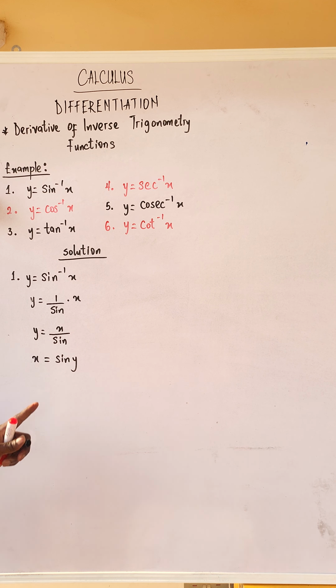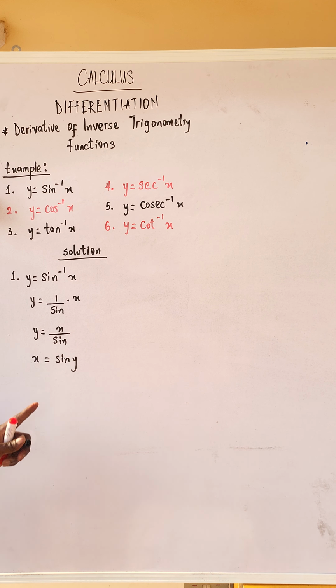Now, what do I do? The next thing is, let me take the y up and take the x down. What you do on the left hand side is what you must do on the right hand side. If I'm taking the y up, the x will come down. It means 1 will go up, cos y will come down. Now we'll be having dy over dx equals 1 over cos y. Let's call this equation 1.